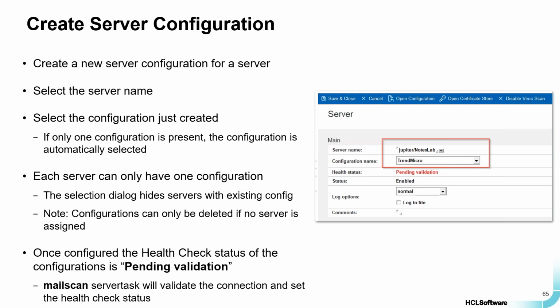And once you have done that, you just go to the server document that is created either manually or on startup of the server task, and you give it a configuration name. And the configuration name can be used by multiple servers. So if you have an ICAP server in one location, you can have a configuration profile that you assign to all the servers in this location, and you're good. That's it.